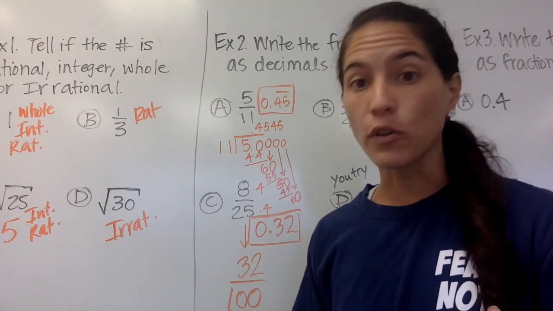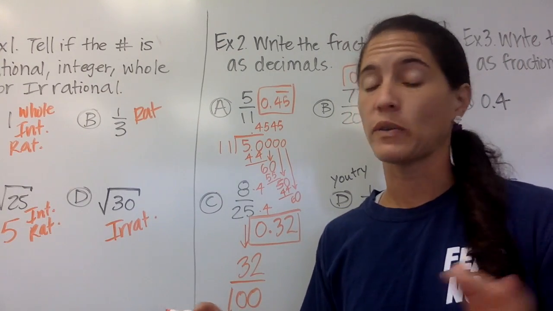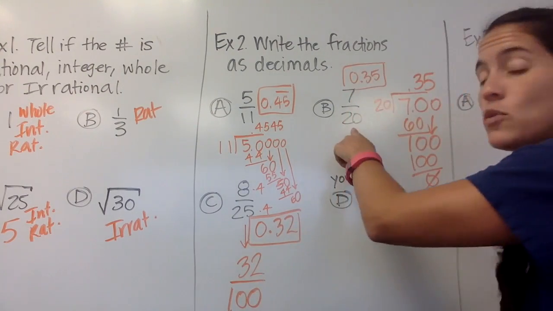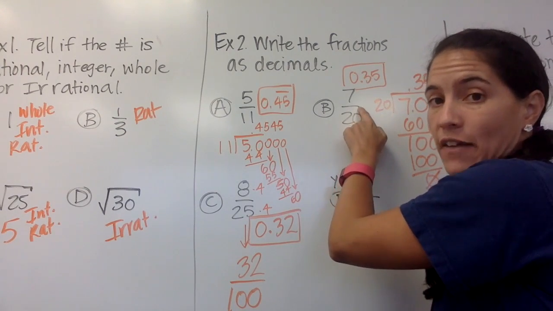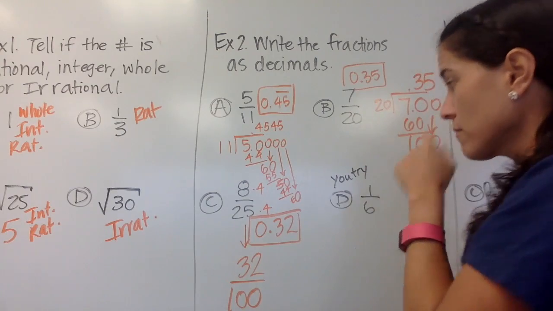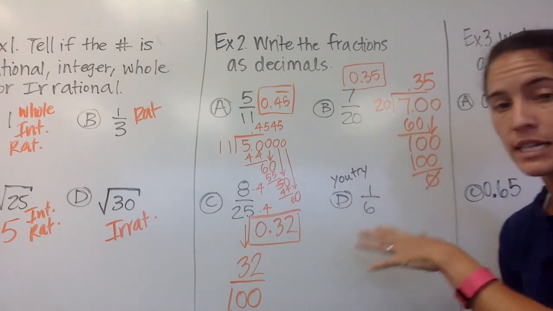That is totally acceptable. Another way you could do it, and it's correct. This one you would have done times 5. 20 times 5 is 100. So 7 times 5 is 35. So you tried D. Pause it. You tried D.